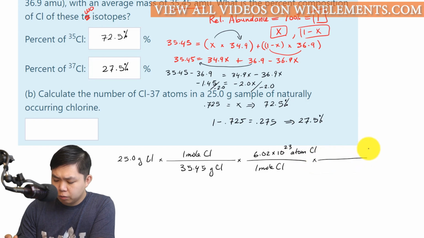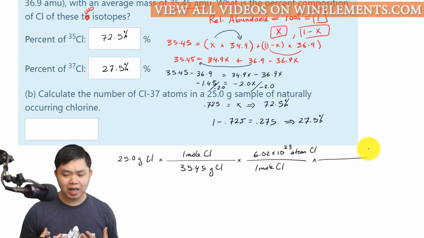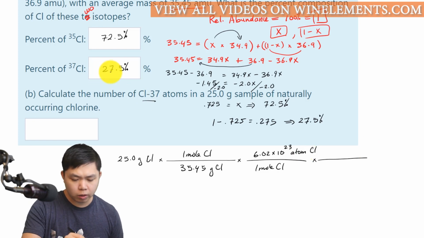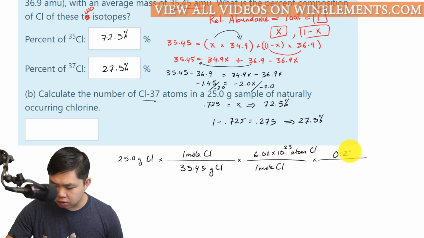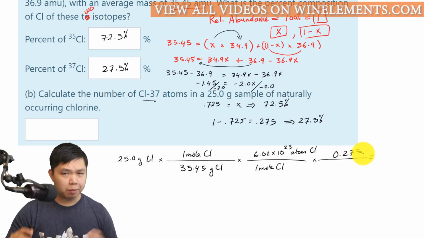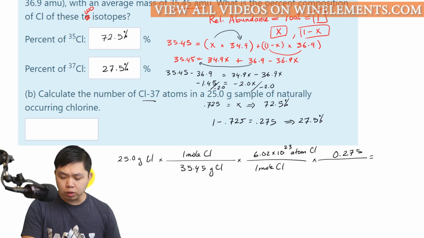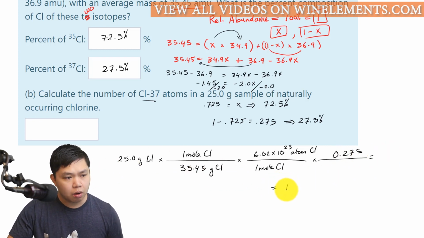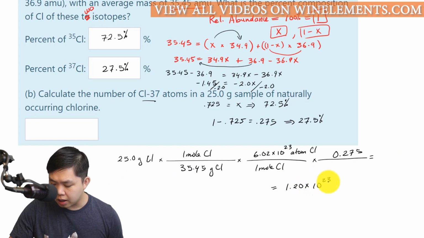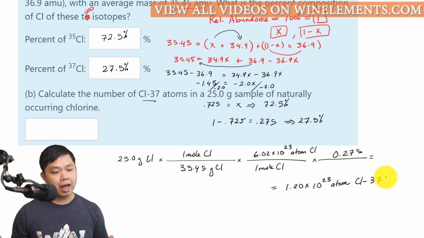Now with that information, we can multiply by how much percent of this is going to be chlorine 37. So in this case, it's 27.5, but remember to convert to decimal, so 0.275. Now we can plug everything into the calculator, multiply everything on top, and divide everything on the bottom. And this gives us 1.20 times 10 to the 23rd atoms of what? In this case it is chlorine 37, and that's all we have to do.